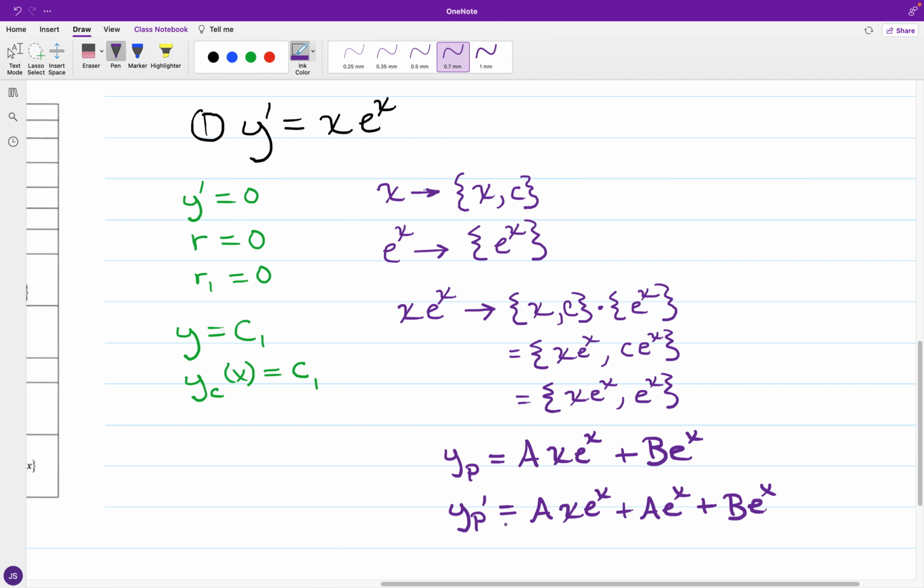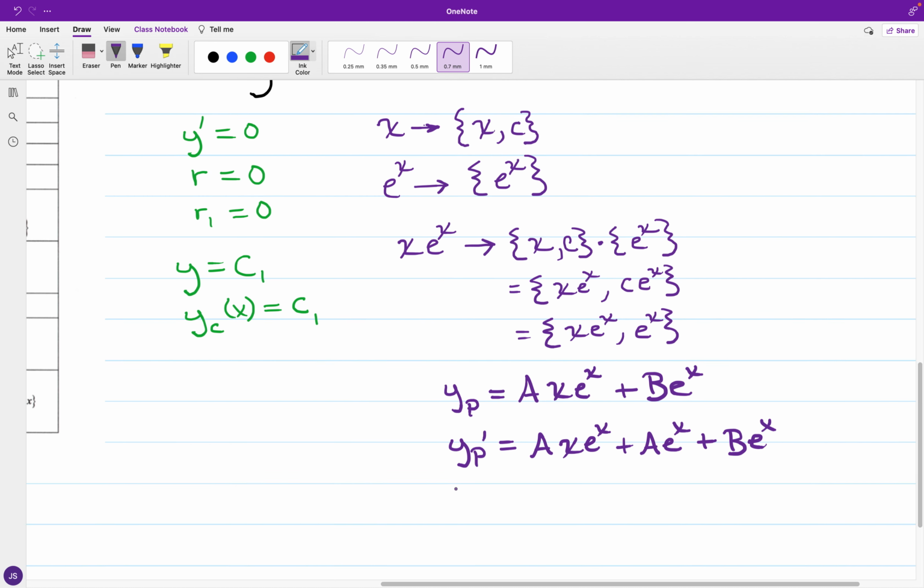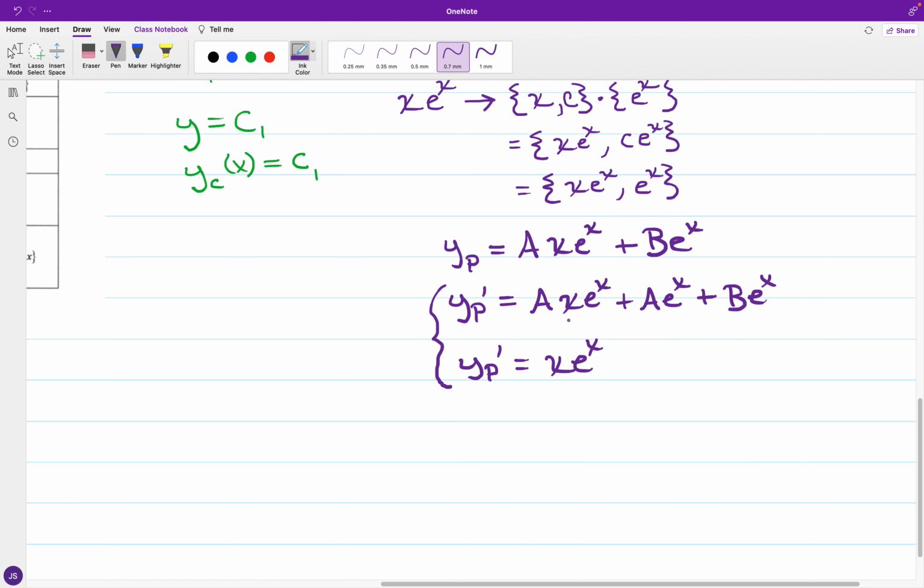And setting the particular solution derivative equal to x e to the x, from the original equation, if I set y sub p prime equal to x times e to the x, we have this simultaneous existence of what we have for y sub p prime. So I can set these expressions equal to each other.